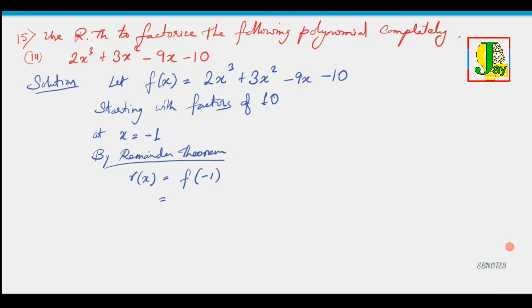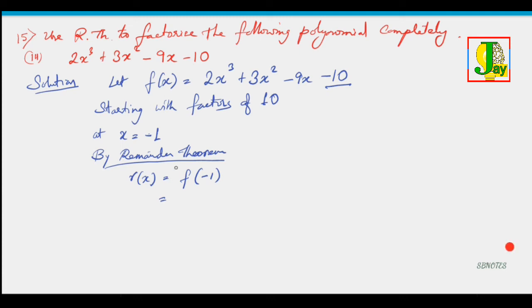Now in this question, using remainder theorem, we have to factorize the polynomial completely. So here we can see that the constant term is minus 10, so we are basically going to use the factors of minus 10 here. So let us start with minus 1. At x equals minus 1, by remainder theorem we know that f of minus 1 is the remainder.